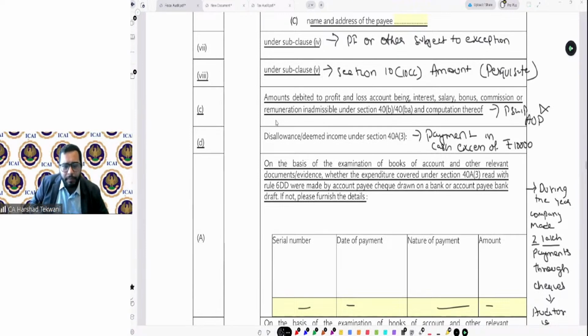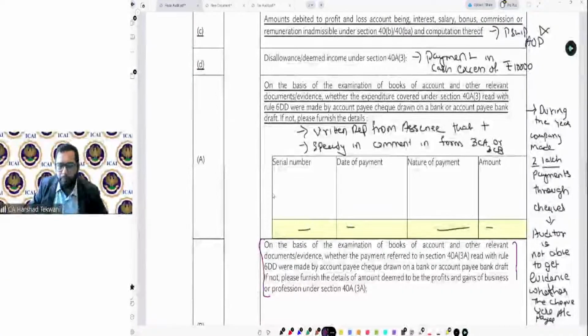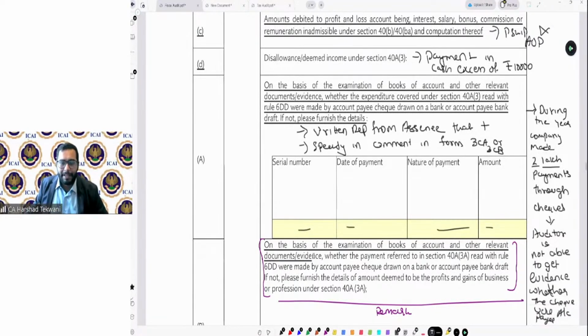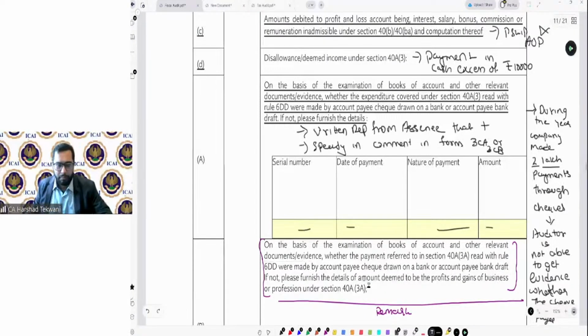In that case, I will take a written representation from the assessee that the checks which are issued are account payee checks and bank drafts, plus I will specify this remark, that is, that on the basis of the examination of the books of accounts and other relevant documents and evidence, whether the... sorry, not this one, sorry, my mistake, not this one.